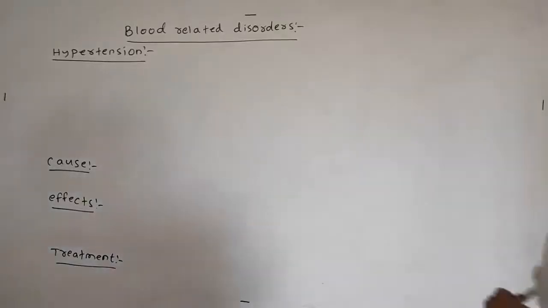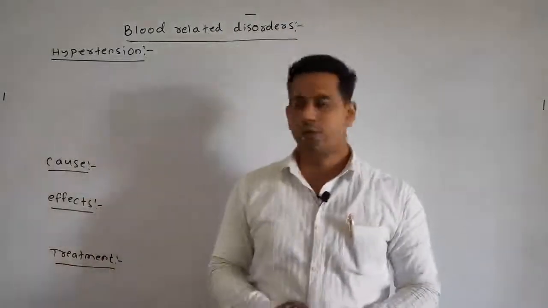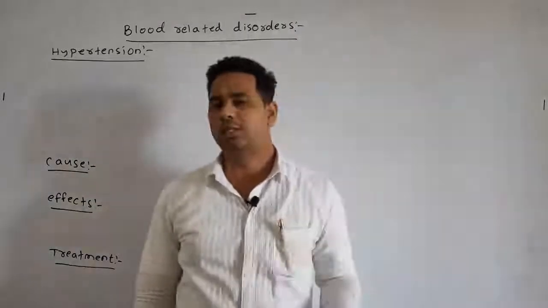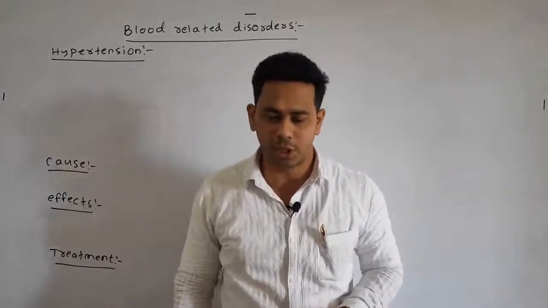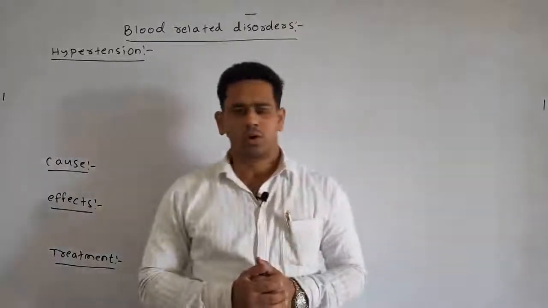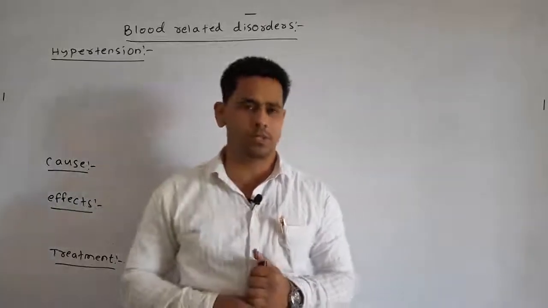Students, now we will discuss some important blood related disorders. First we will discuss hypertension. In simple words, hypertension means increasing of the BP or the blood pressure. Okay students, so what is hypertension? Students, the normal blood pressure, simply blood pressure means what?